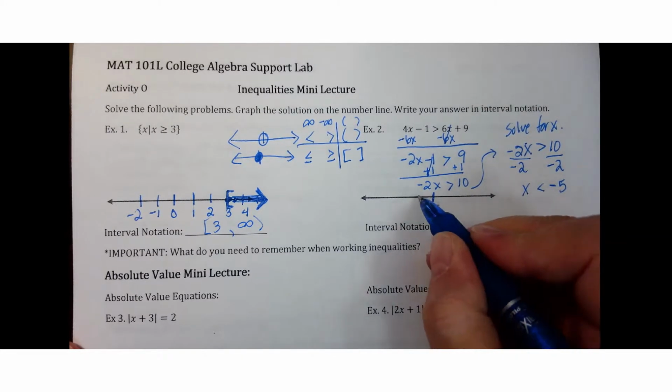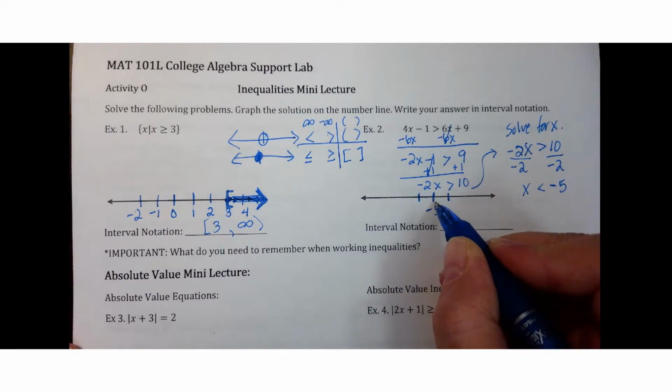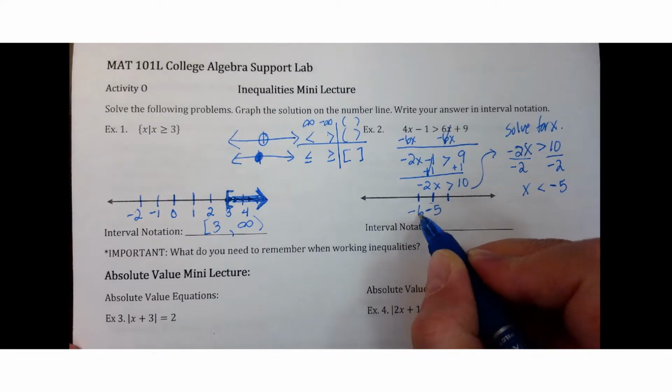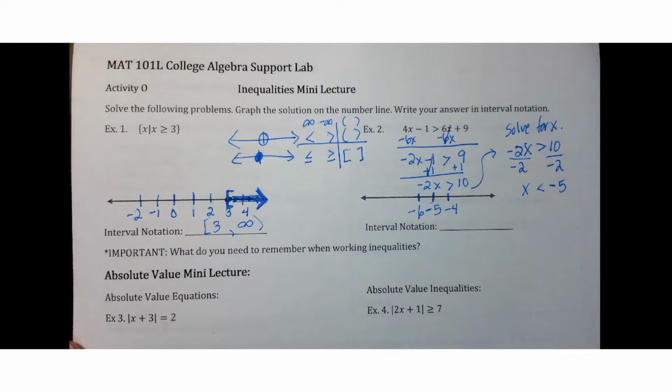And I usually just go 1 down and 1 up, and keep in mind this is negative. So if I go 1 down, that's going to be actually -6. And if I go 1 up, that's -4. Okay? All right, so we flip that over when we divide by a negative.